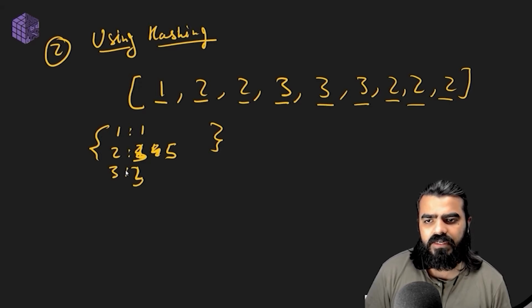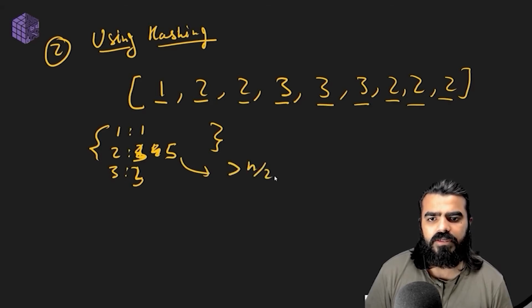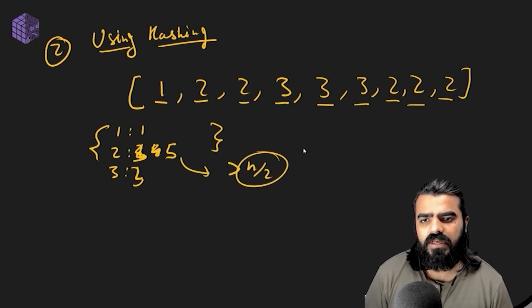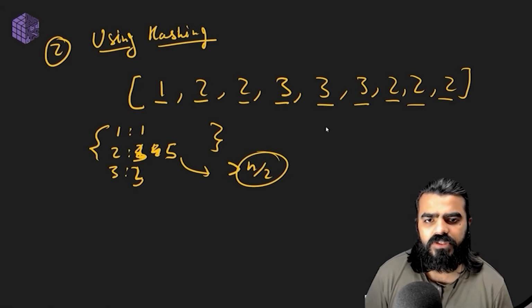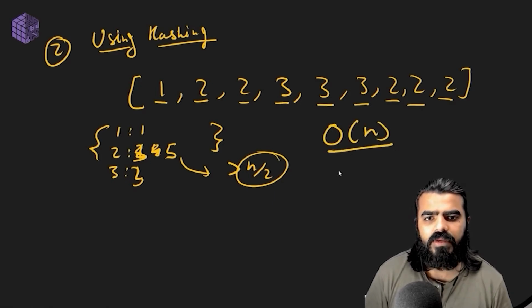After that, we iterate over the hash map and see if any element has a count greater than n by 2, and we say that okay, this is our element. So this is hashing, in which we are solving it in O of n time and O of n space. So this is another approach.